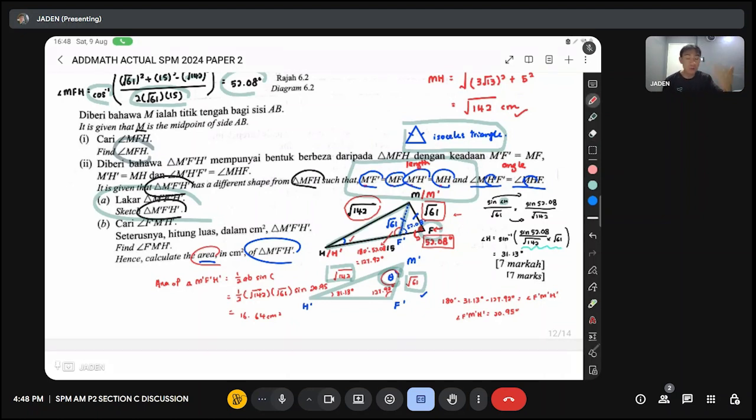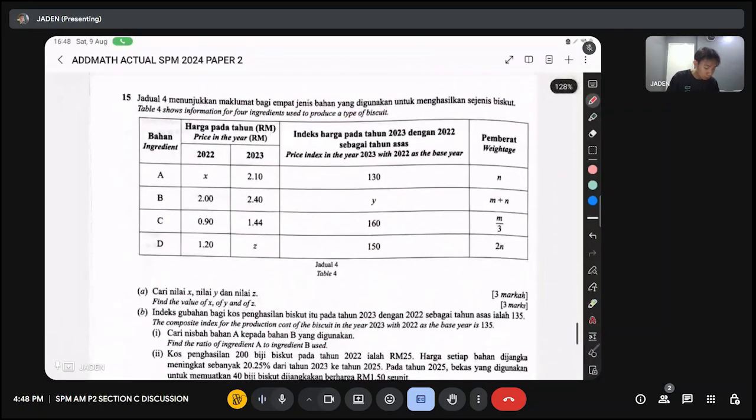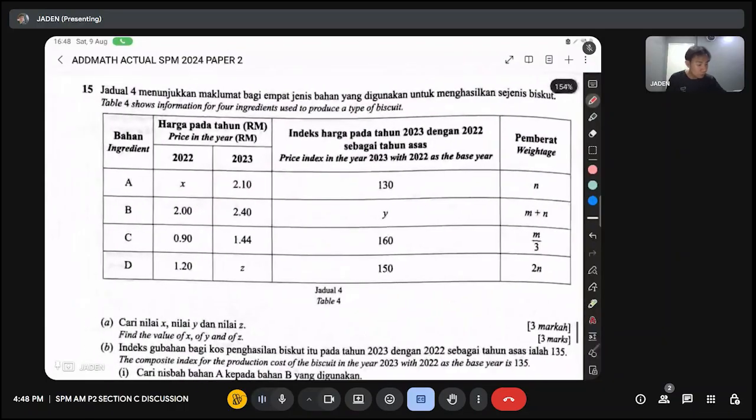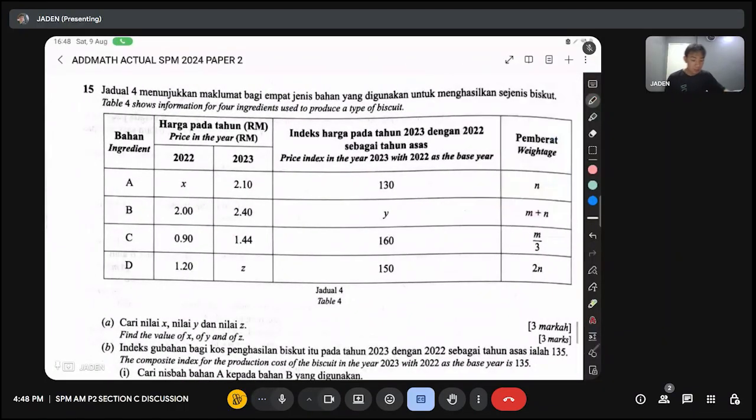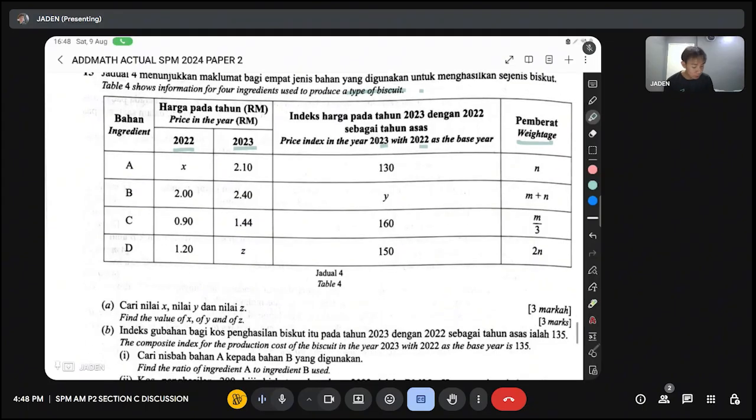We're going to move on with Form 4 Chapter 10, which is index numbers. Now let's scroll out and dive into Form 4 Chapter 10. They say table 4 shows information for 4 ingredients used to produce a type of biscuit. Okay, understand. And then they have ingredients A, B, C, D to make a type of biscuit. We have the price in the year 2023 and 2022. We also have the price index of 23 based on 22 and the weightage respectively. We want to find the value of x, y, and z.